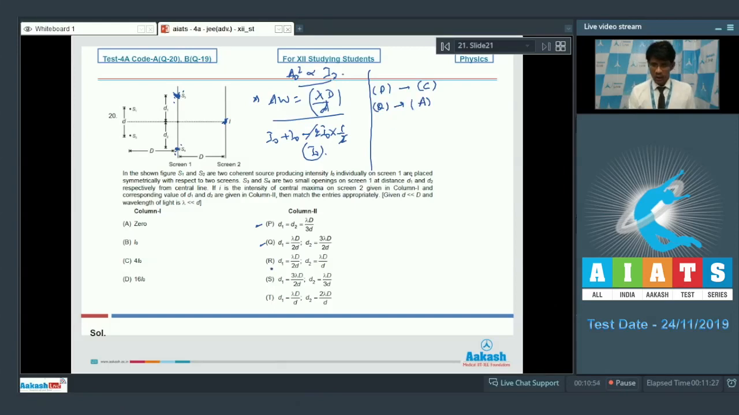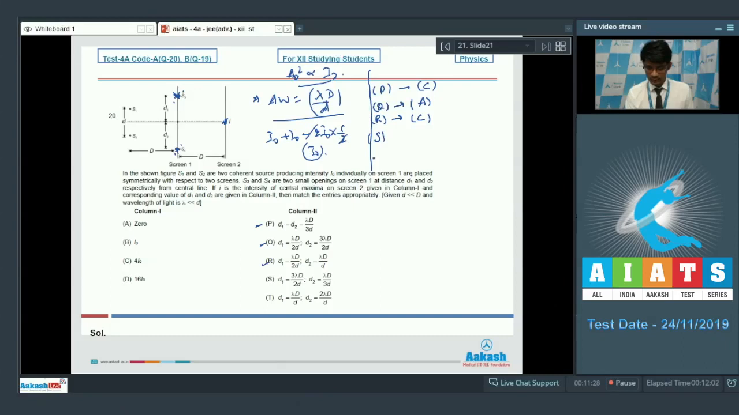Fine. Now for R here, D1 is lambda capital D divided by 2d, that is half the fringe width. So there will not be any intensity here. And for D2 it is 1 fringe width. So at this time we have 4 I0. So here it is 0, here it is 4 I0. So at this central point we shall have 4 I0 intensity. So I would say R will be matching with C.